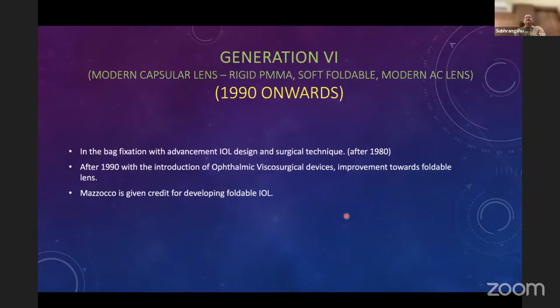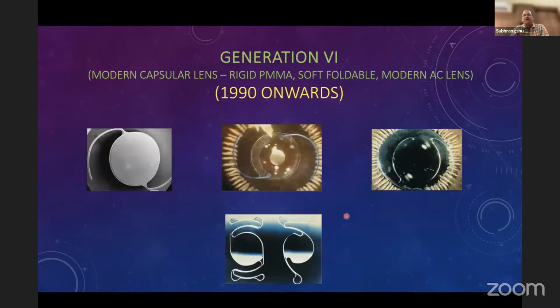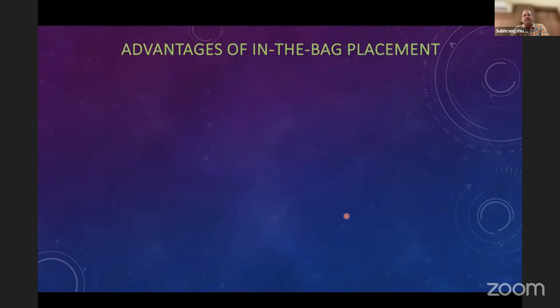Then we come to the 6th generation. 6th generation includes the modern lenses, the rigid PMMA ones, chamber lenses. So these are a few of the pictures.